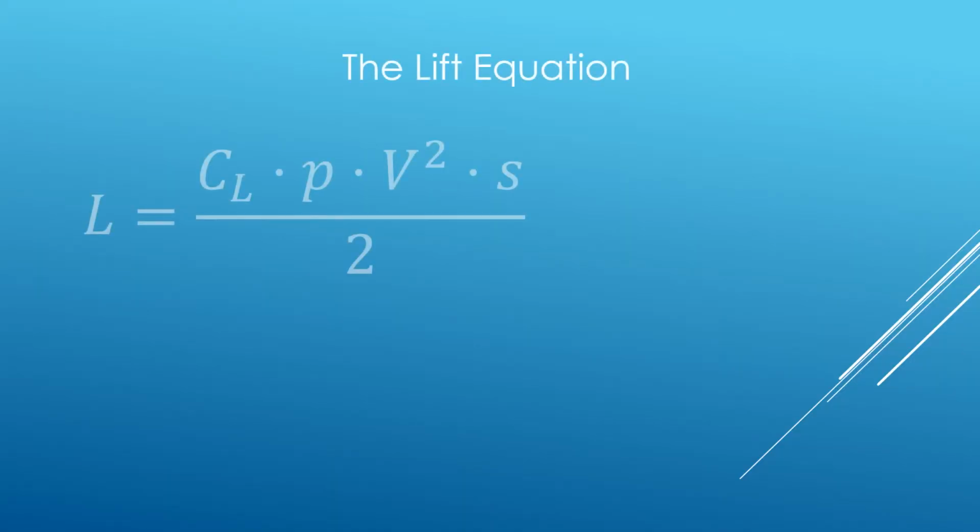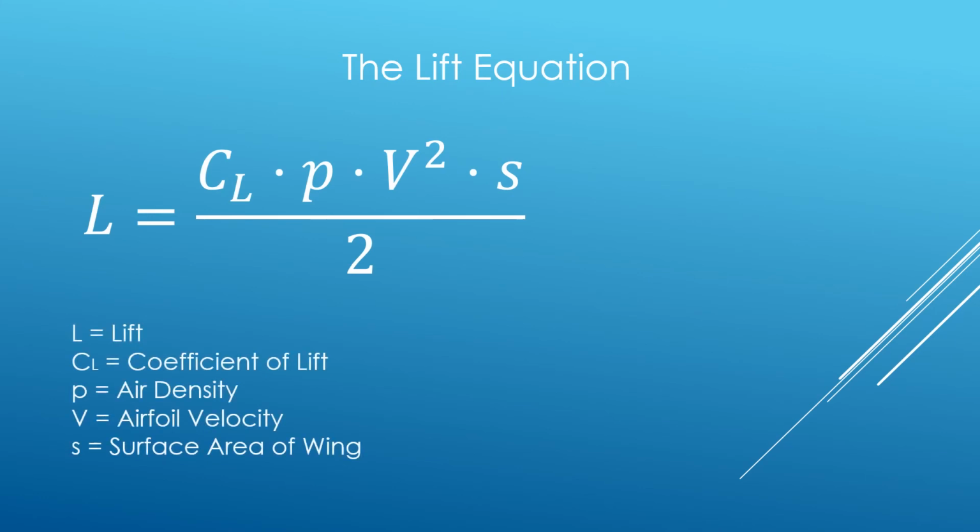The lift equation is given as follows, with L being lift, CL being the coefficient of lift, P being the air density, V being the airfoil velocity, and S being the surface area of the wing.